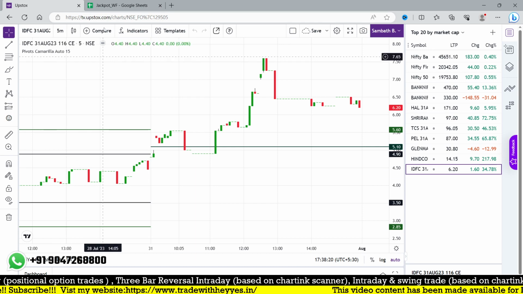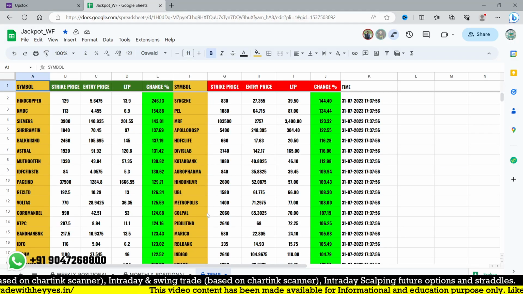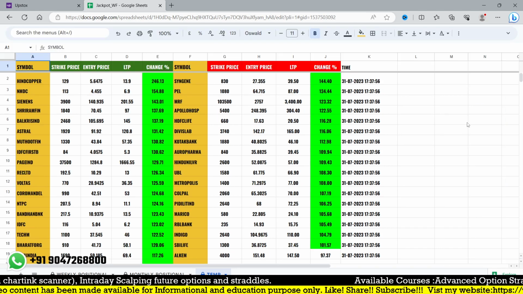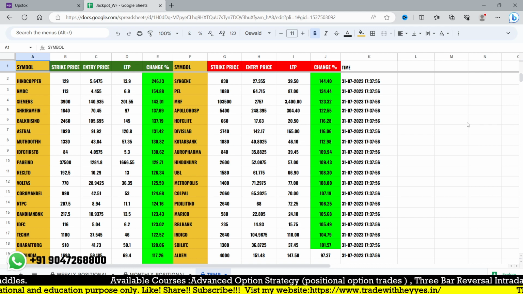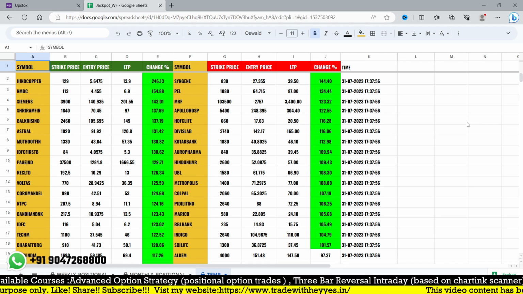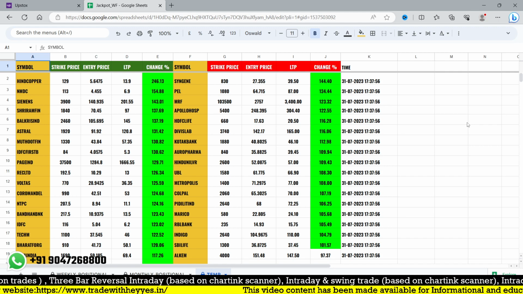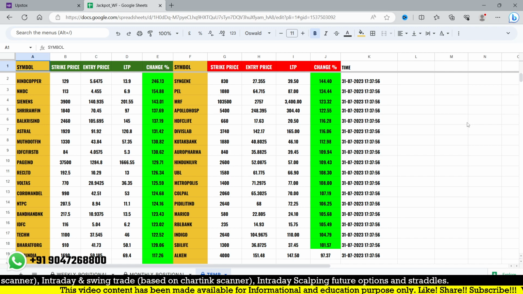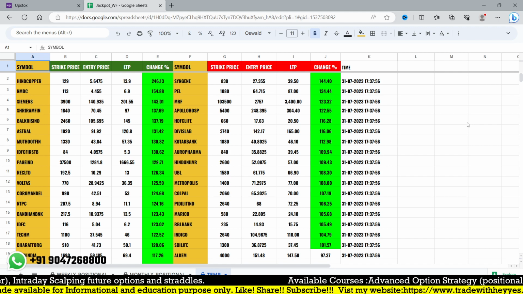The trade which we are finding with our positional option Google Sheet is a sheet which we use for our trading opportunities to find an entry point. One more thing I need to confirm here: this is not a tip providing software. It is not going to give you buy, sell, target and stop loss. It is a tool to scan stock options to get good opportunities.